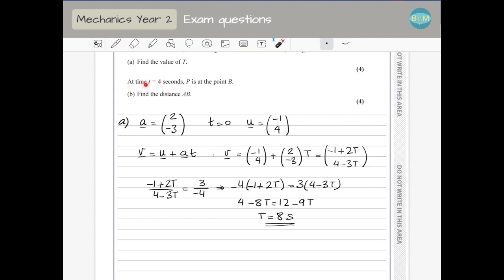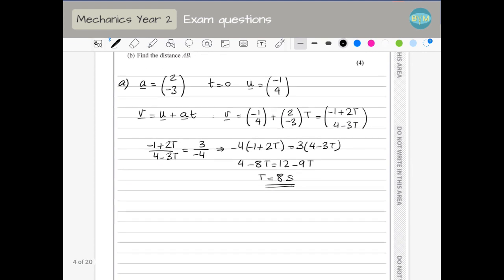Then for B, it says at time t equals 4 seconds, P is at another point. Find the distance AB. So the displacement is going to be, again, using SUVAT equations written as vectors, displacement is going to be ut plus 1/2 at squared. It's better to call this r, because that's how we call it when it's vectors. It's the position vector, really. So I'm going to check if the initial position vector is different than 0, just in case.